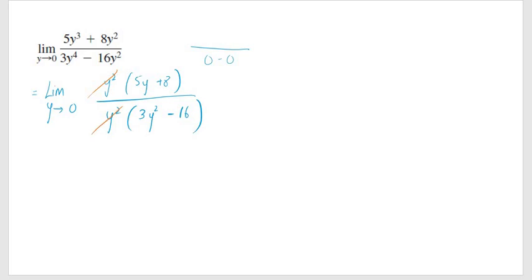And now if we substitute y equals 0, we see that the denominator is not 0. So it is possible to do that. Let's do just that. We'll substitute y equals 0. Then we get 8 over minus 16, which is minus half. So that's the limit of the function as y tends to 0.